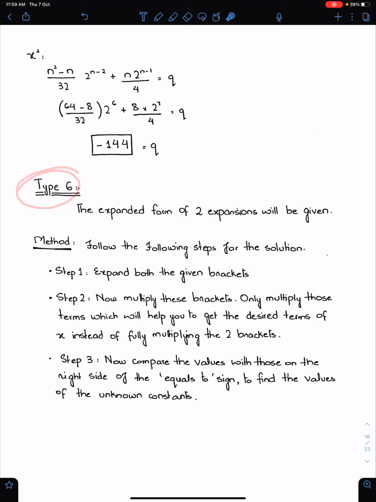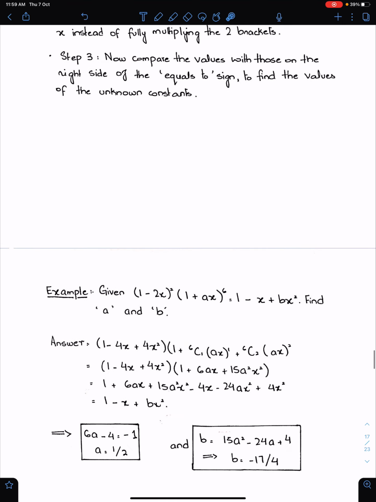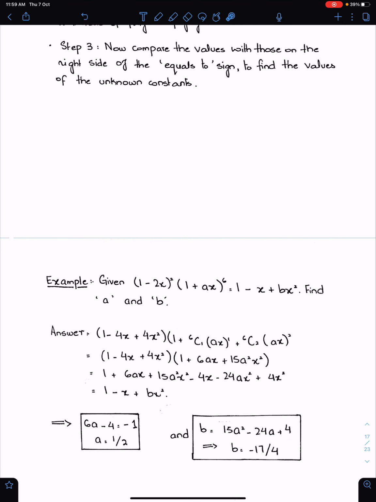Type 6. The expanded form of two expansions will be given like this. So this is very simple. You need to expand both the expansions first, up to and including the term x squared according to this question. First expand this, then expand this. Let me write a bracket here. Then multiply these two up to and including the term x squared, and then compare your expansion with the given expansion.